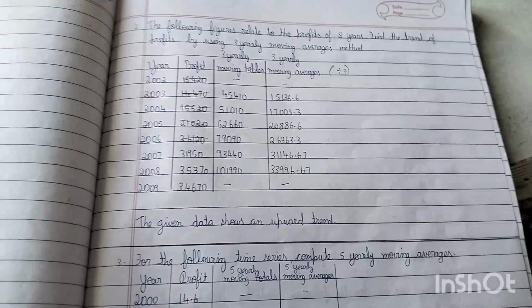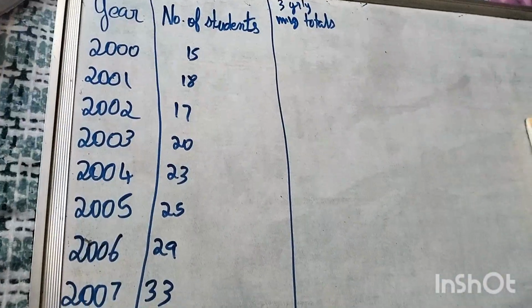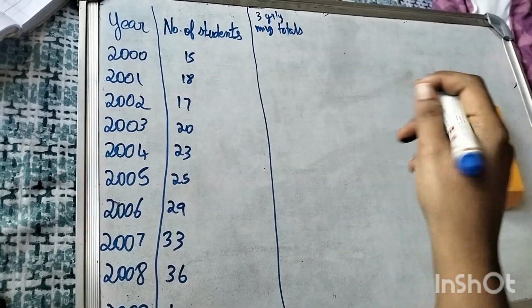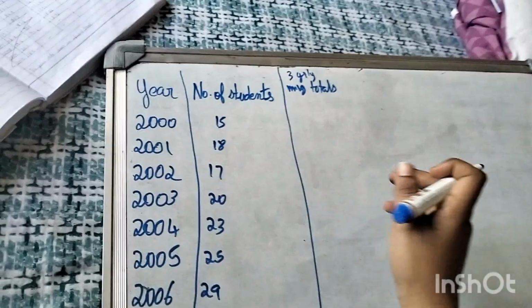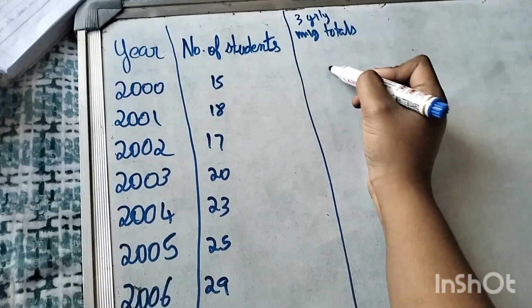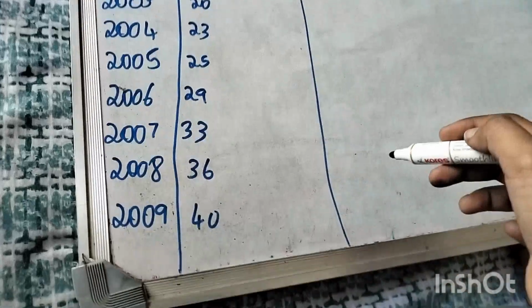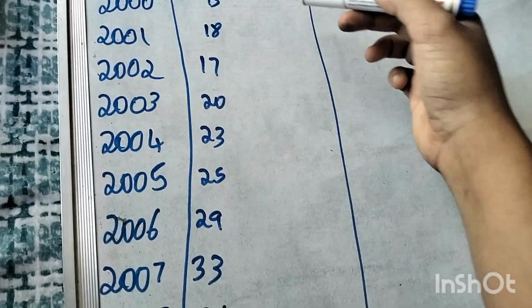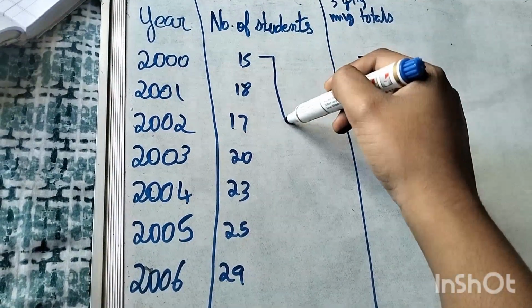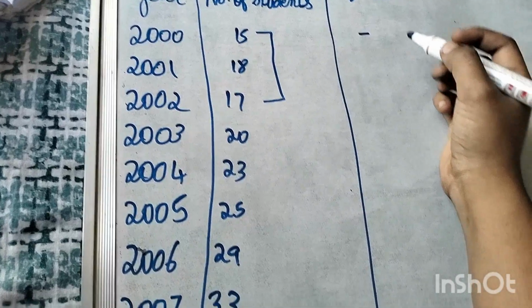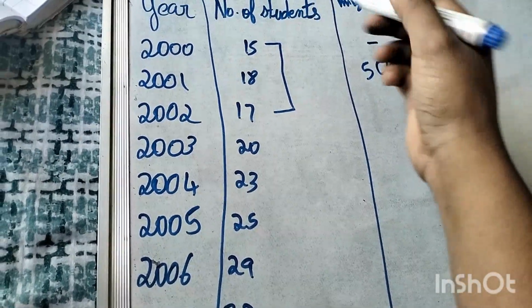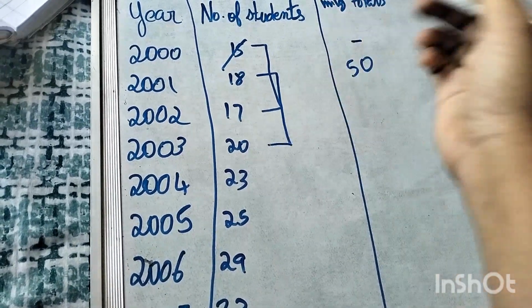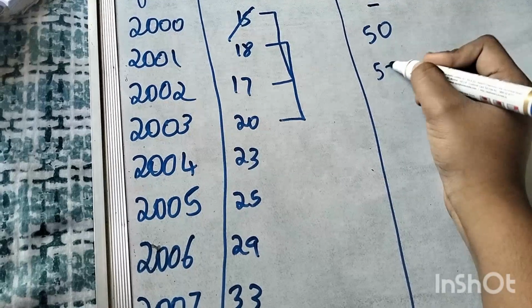Next is the 3-yearly moving averages. Let's just take an example. Here, year and the number of students are given. Year is from 2000 to 2009 and the number of students is also given. The next table will be 3-yearly moving totals. Here the first and the last will be blank. That's okay. And then you start adding 3 values: 15 plus 18 plus 17. So that's going to be 50. And then you score out 15 and it's going to be 18, 17, 20. That's going to be 55.